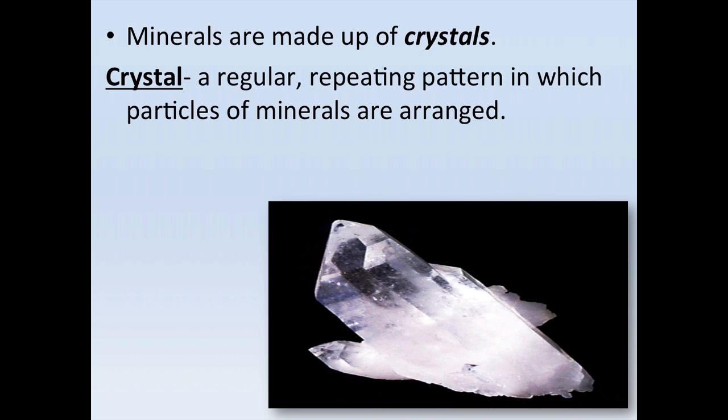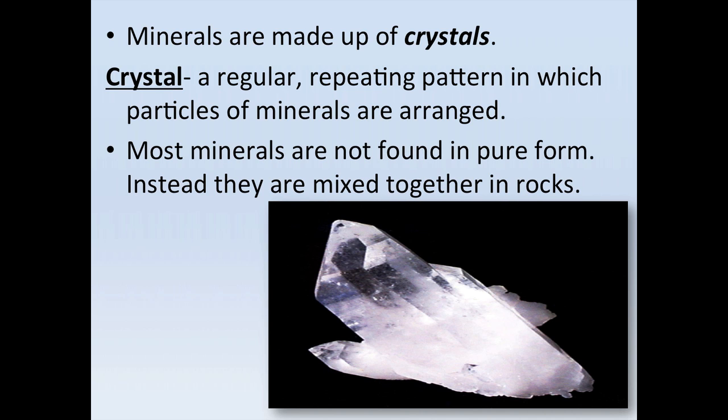Obsidian, remember that. A crystal is a regular repeating pattern in which particles of minerals are arranged. Most minerals are not found in pure form. Instead, they are mixed together in rocks. Minerals are made up of crystals. Rocks are made up of minerals. A lot of crystals come together to make minerals. Then a lot of those minerals come together to make up rocks.